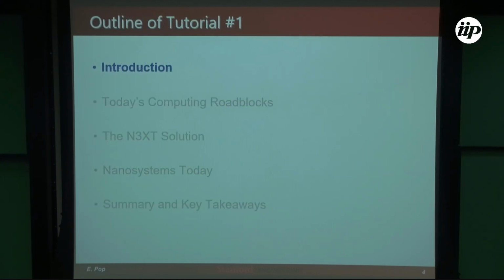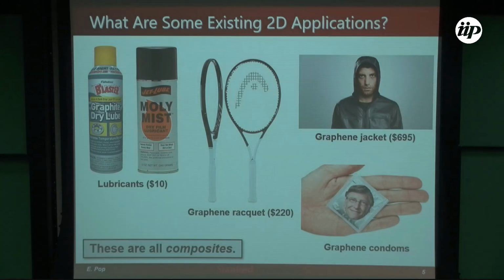Okay, so really quickly, I'll just get right to it. I've been asked to talk about 2D material applications, so I looked up a few of them. These are existing 2D material applications that you can buy. I am told that you can buy graphite lubricant and molybdenum sulfide lubricant. These are about $10 in the US. There is something called a graphene racket, $200. I believe Novak Djokovic plays with this. I wanted to buy it, but I don't play tennis well enough to merit such a good racket.